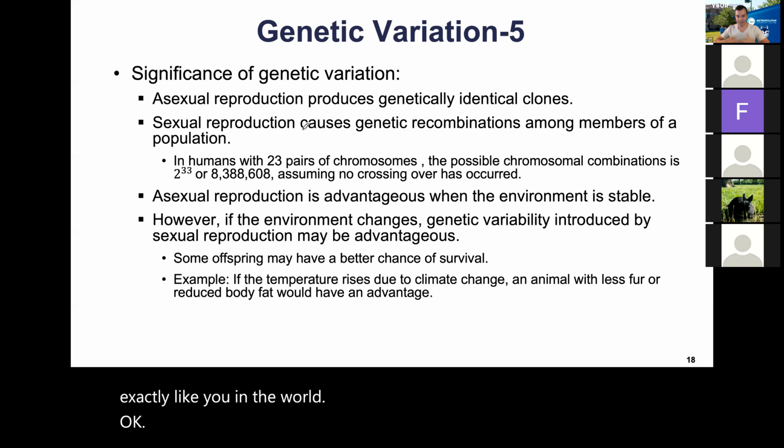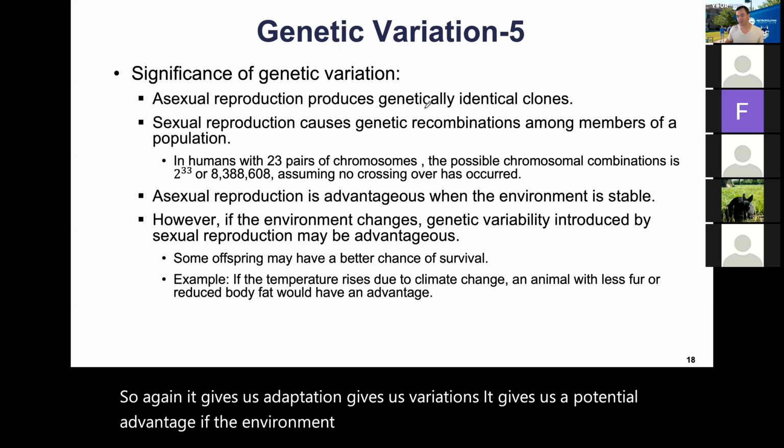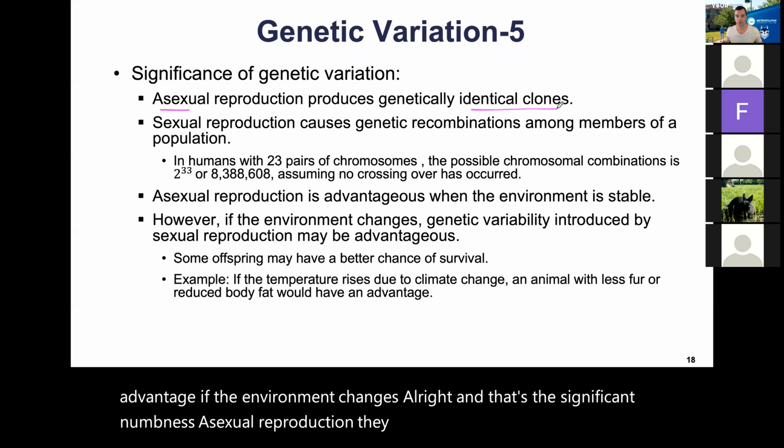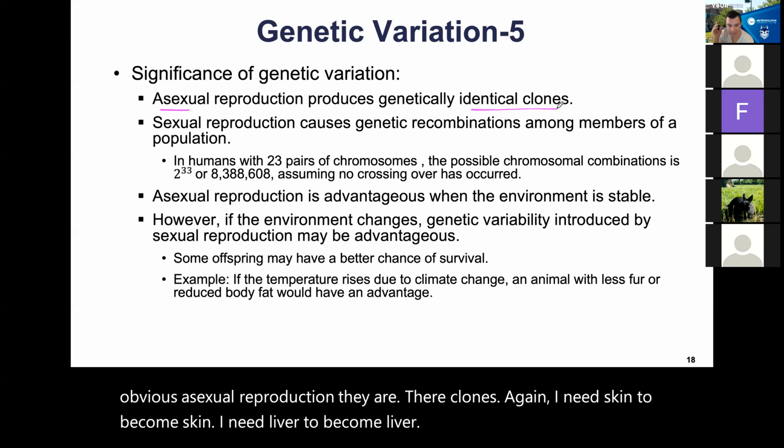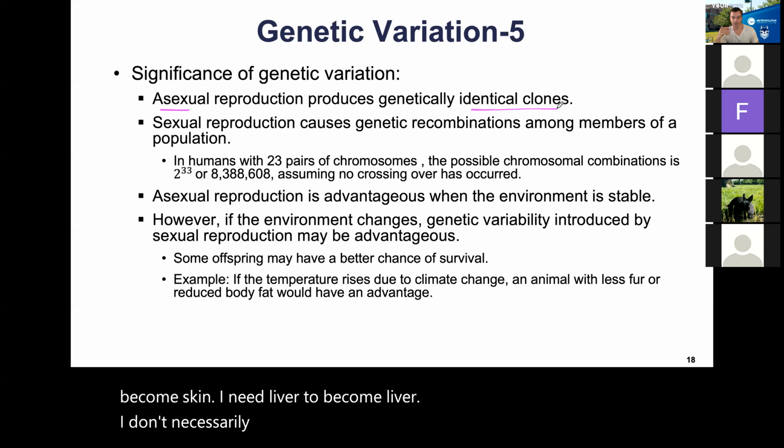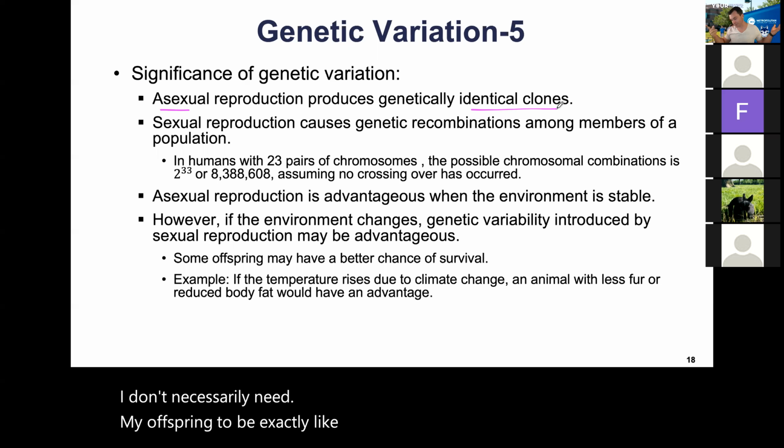So again, it gives us adaptation. It gives us variations. It gives us a potential advantage if the environment changes. All right. And that's the significance of this. Asexual reproduction, they're clones. Again, I need skin to become skin. I need liver to become liver. I don't necessarily need my offspring to be exactly like me.